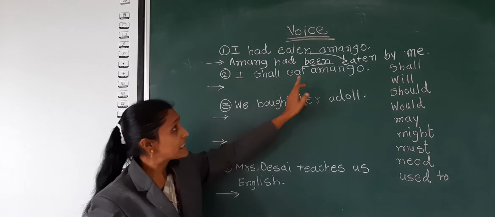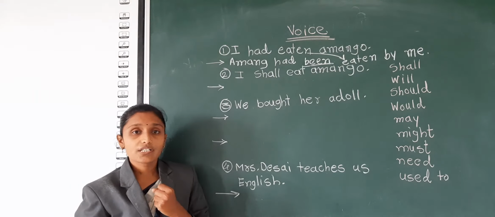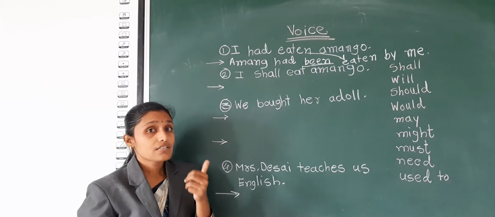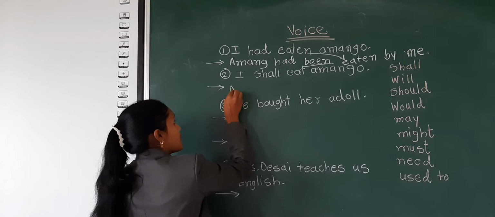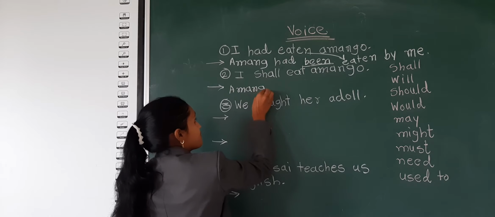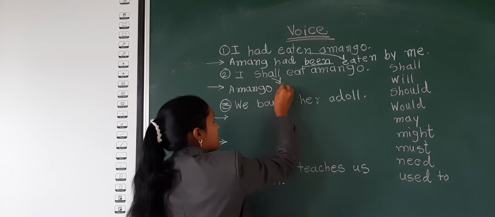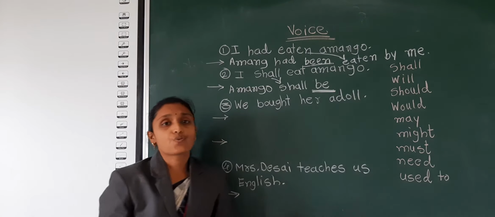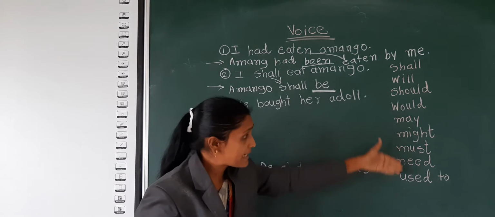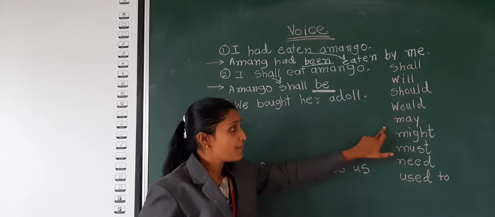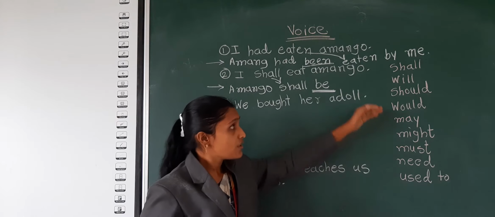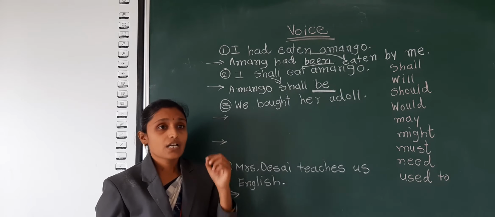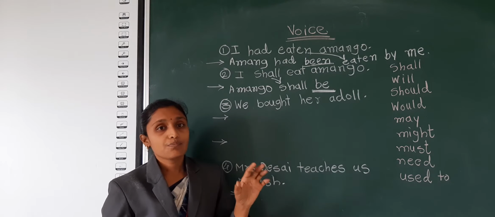Next, "I shall eat a mango." Now see, here the future tense is used. First of all you find the object. Which is the object? A mango. So you begin with "A mango," then as it is you write "shall be." This is also most important, students. Whenever shall, will, should, would, may, might, must, need, used to appear in the active voice, you copy them down as they are in the passive voice, and after this you use the form of be.